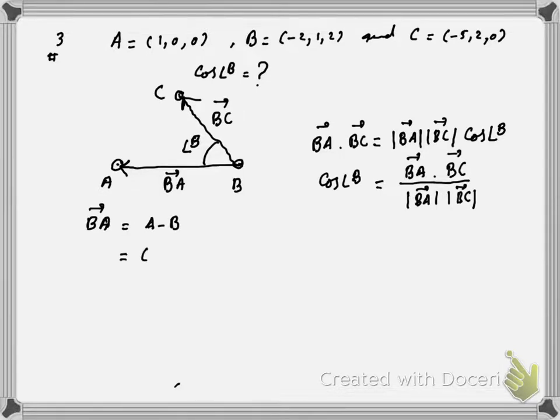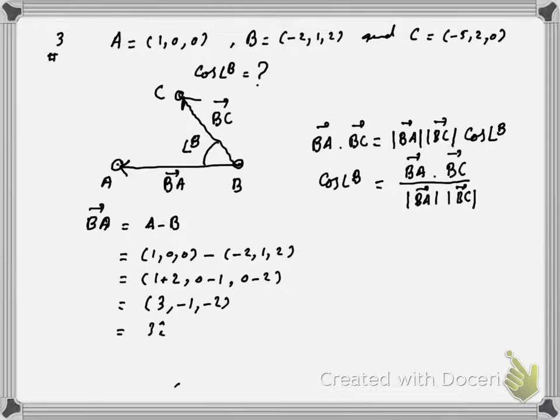A is equal to (1, 0, 0), B is equal to (-2, 1, 2). B to A is equal to (1 - (-2), 0 - 1, 0 - 2), x component minus x component, y component minus y component, and z component minus z component, which can be written as (3, -1, -2), that is, 3 i cap minus 1 j cap minus 2 k cap.